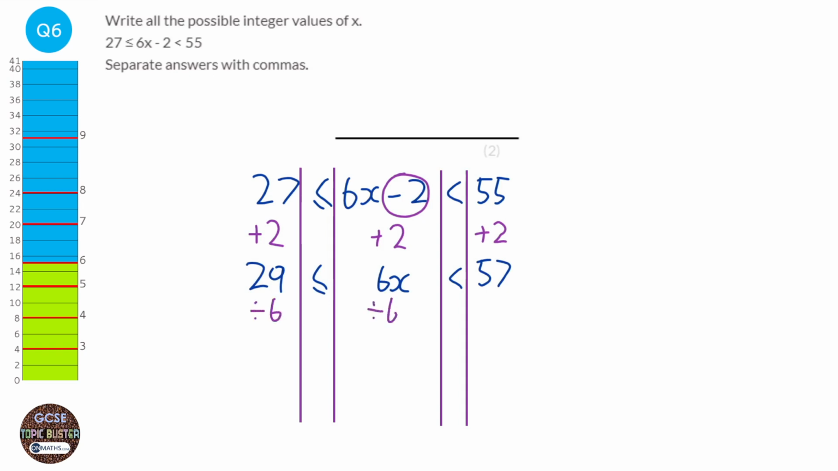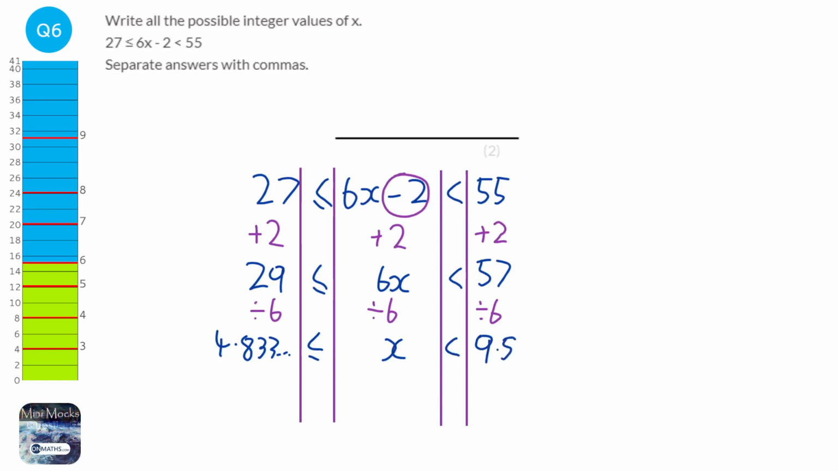three sides, so we get x on its own. That's what solve means, just get x on its own. So that leaves us with a horrible number, 4.833 blah blah blah. X in the middle, and then we've got, I think, 9.5.